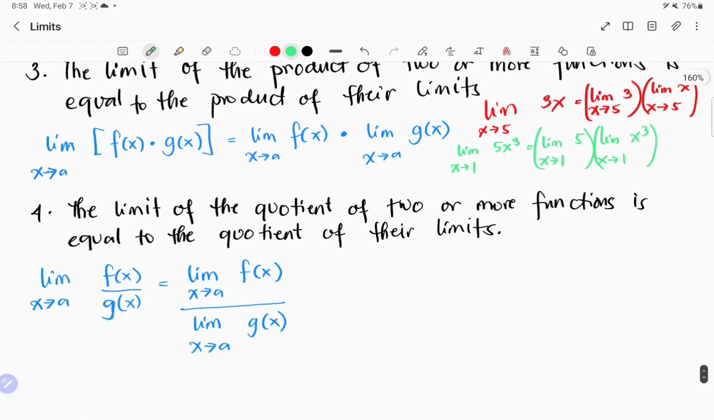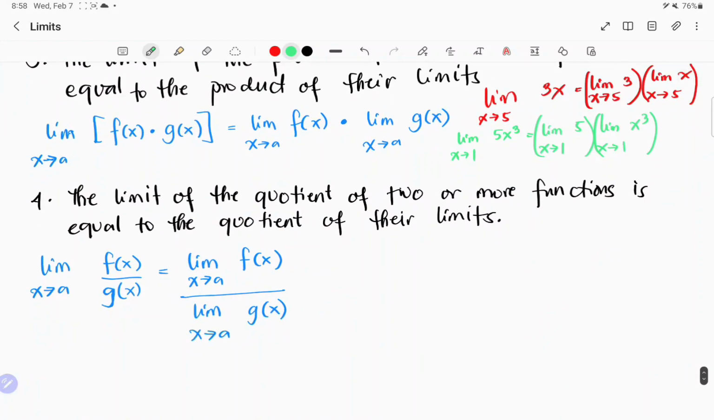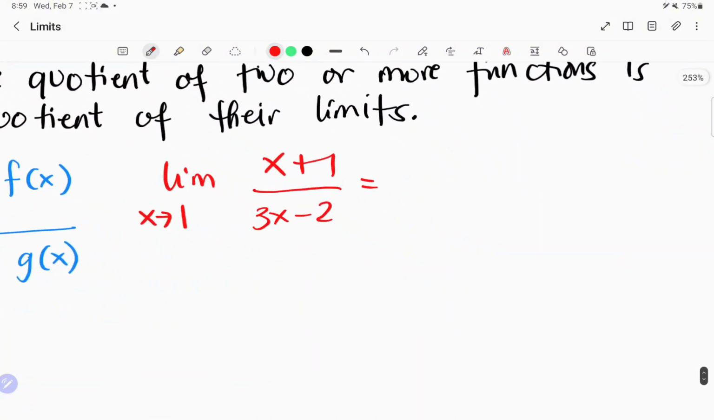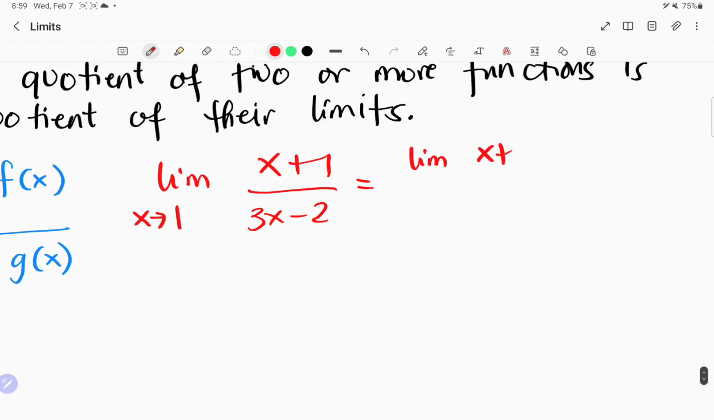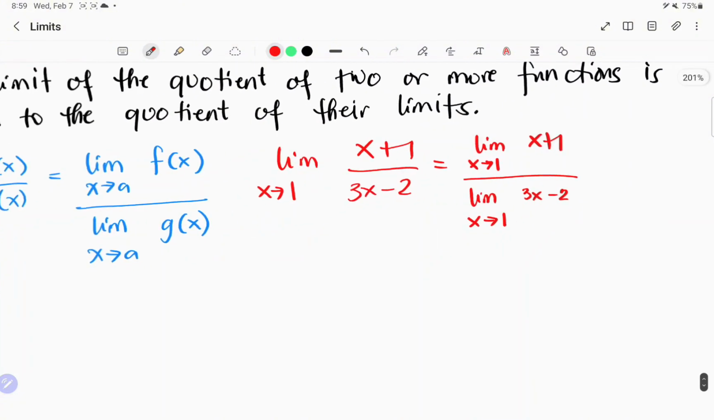For our fourth theorem, the limit of the quotient, which is division, of two or more functions is equal to the quotient of their limits. Example, we have the limit of x plus 1 over 3x minus 2 as x approaches 1. So we could rewrite this as the limit of x plus 1 as x approaches 1 over, or divided by, the limit of 3x minus 2 as x approaches 1.